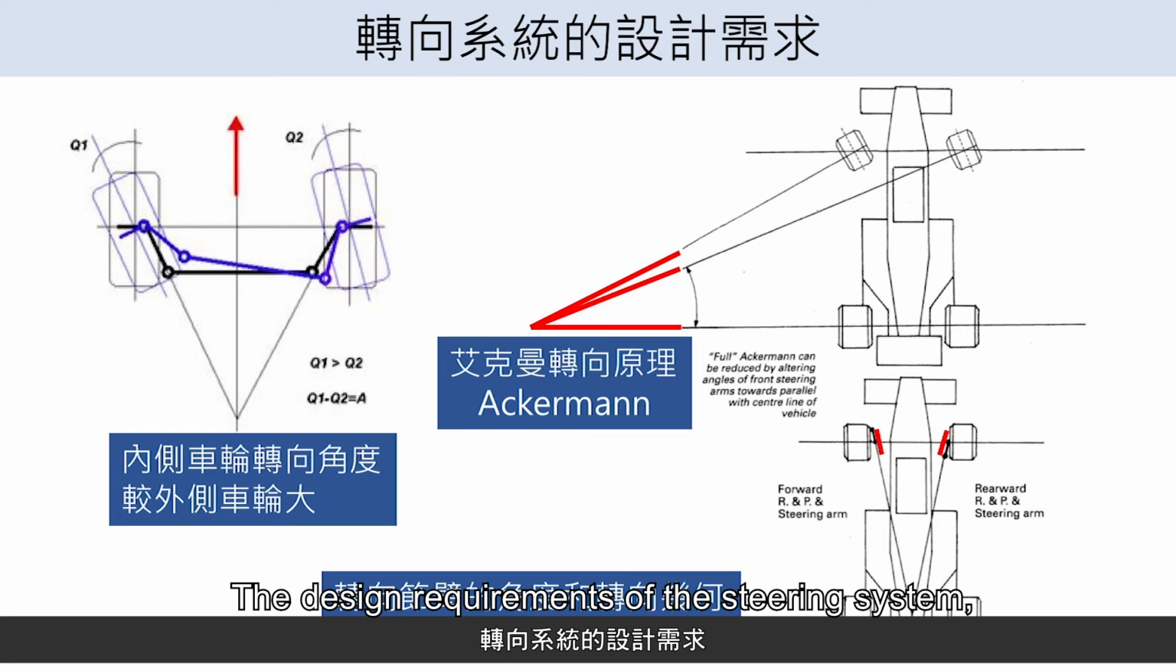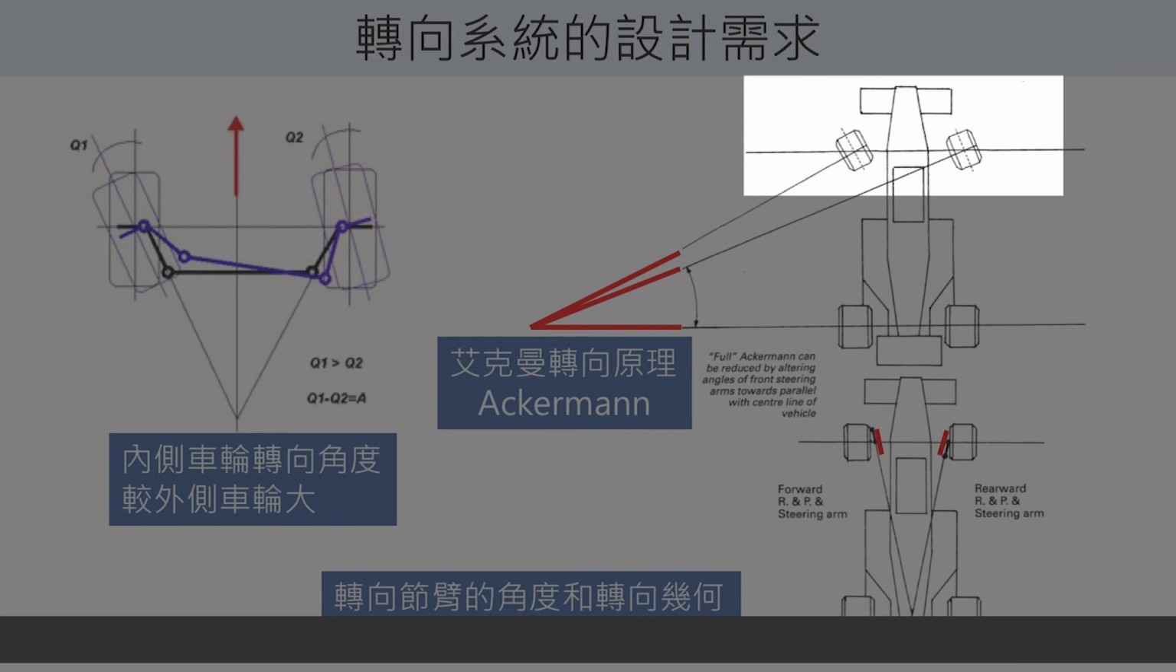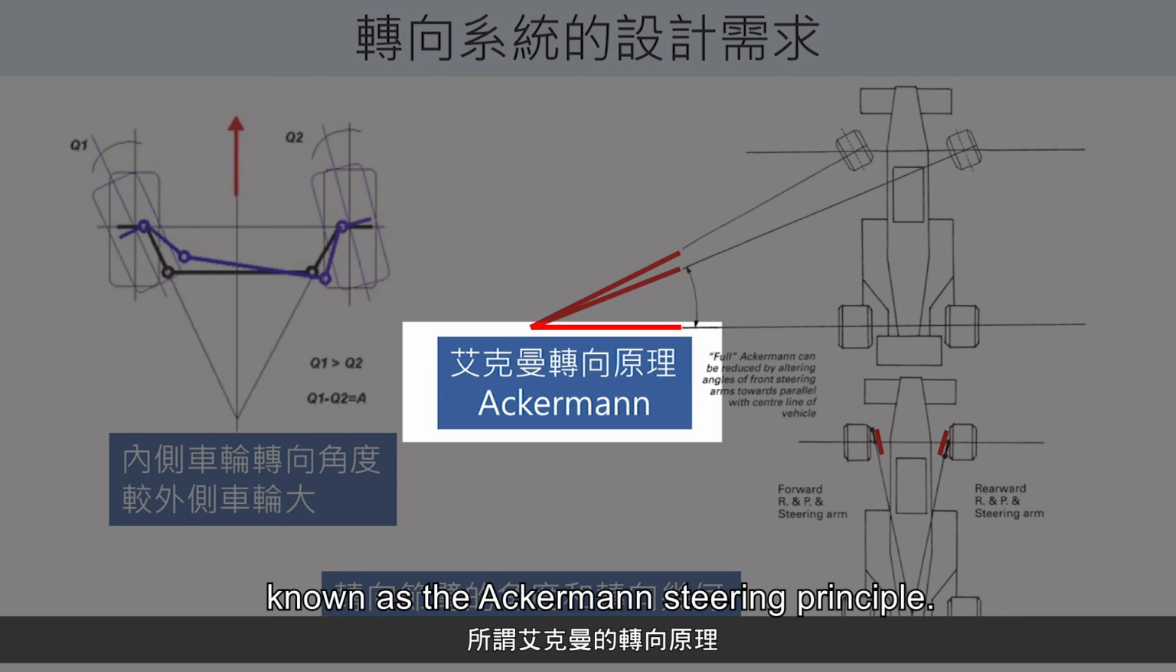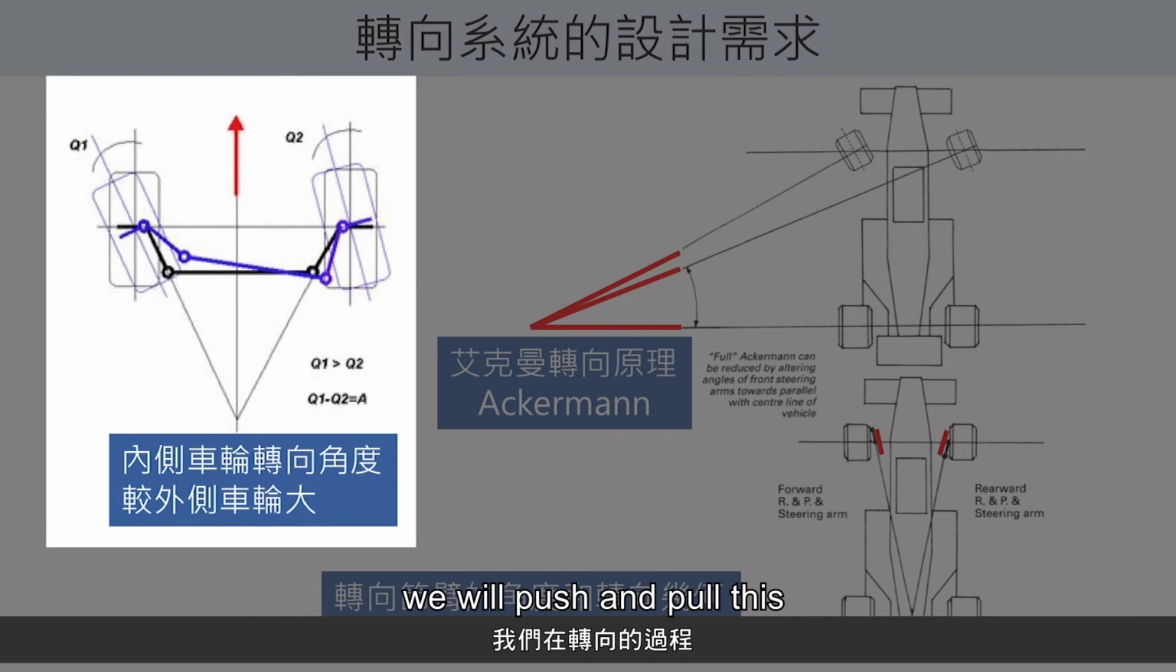The design requirements of the steering system is as seen from the right figure. When the vehicle is steering, the angle of rotation of the inner wheel is greater than the outer wheel. This must fulfill a principle known as the Ackermann steering principle. As seen in the design of the steering mechanism in the left figure, we will push and pull this tie rod during the steering process.